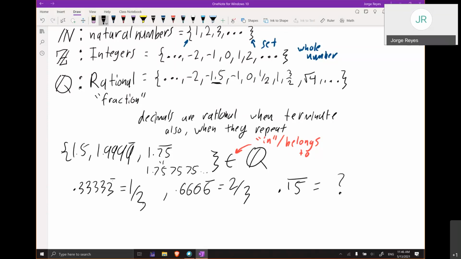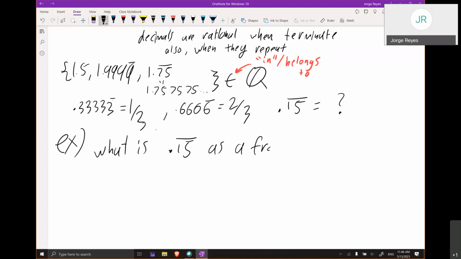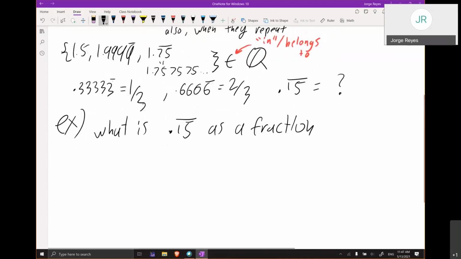So here is how you make repeating decimals a fraction. Here's the first example. What is 0.15 repeating as a fraction? First I'm going to set it equal to x, because we're in pre-calc, and so what we do is algebra. So x.